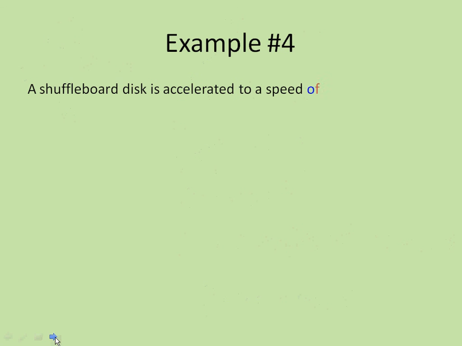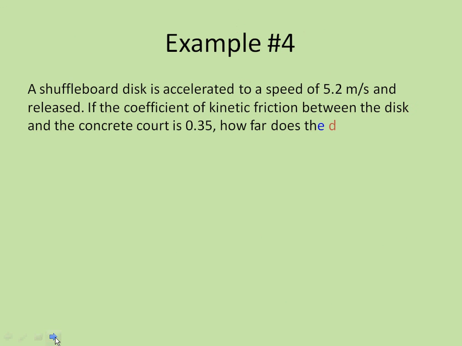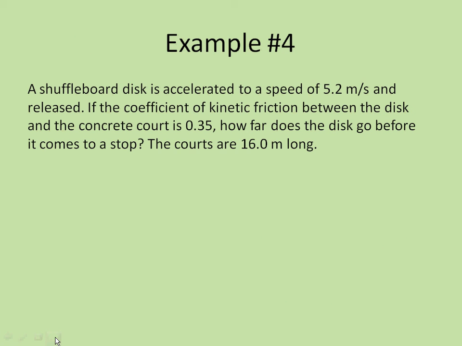A shuffleboard disc is accelerated to a speed of 5.2 meters per second and released. If the coefficient of kinetic friction between the disc and the concrete court is 0.35, how far does the disc go before it comes to a stop? The courts are 16 meters long. Well, we want to know how far, so we need to know how big a push is perceived. Maybe not. Let's see what we know.